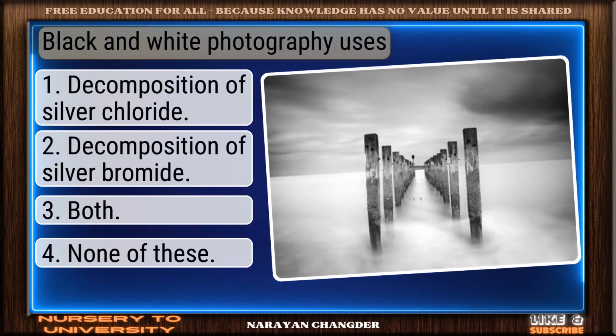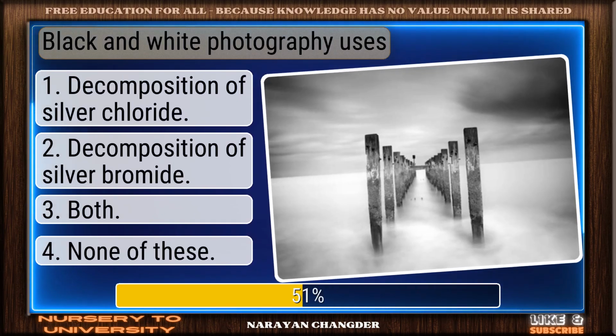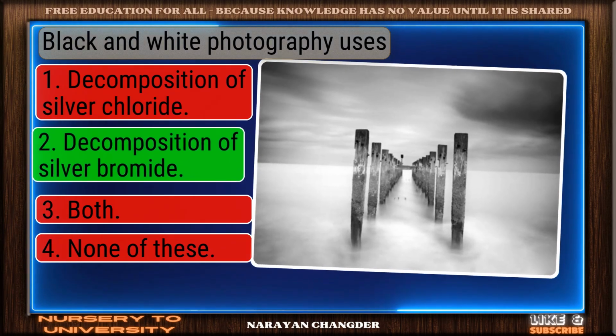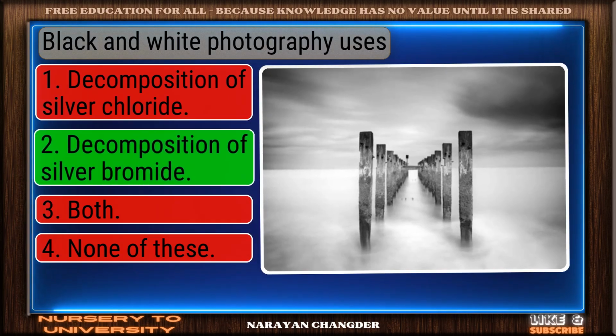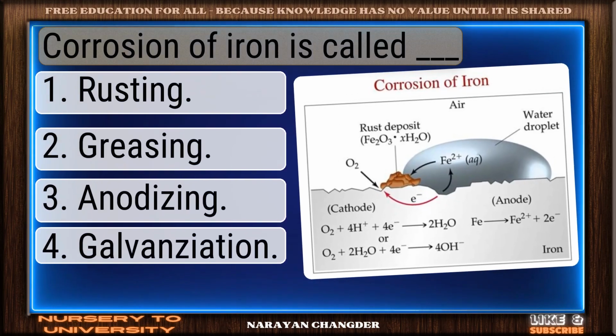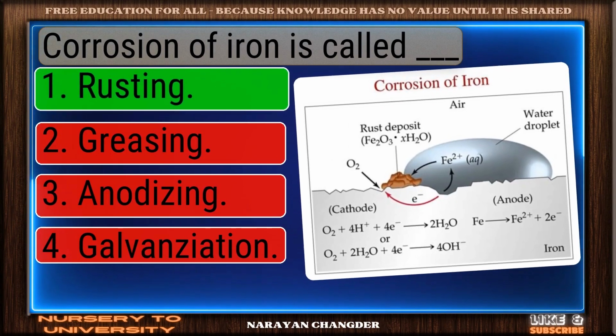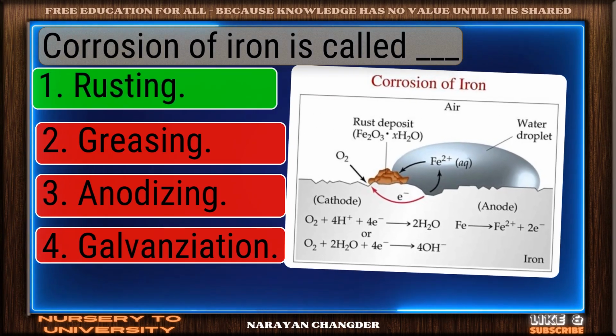Black and white photography uses. Excellent choice. Decomposition of silver bromide is right. Corrosion of iron is called dash. Correct. Rusting is spot on.